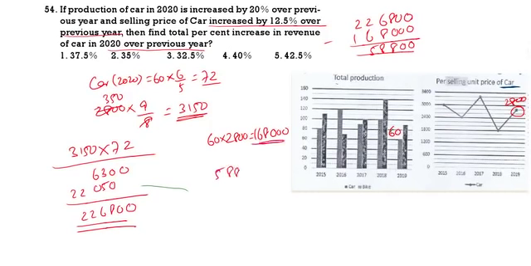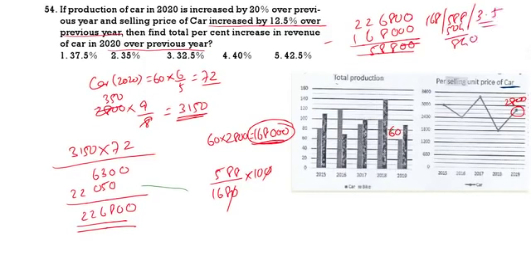Now this 58,800 is what percent of this one? From where it has been increased? From here. So two zeros cancel. 588 by 1680 into 100. So 0 and 0 will get cancelled. Now I am dividing 588 with 168. 168 3 is 504. Then 840. Exactly 5 times. So 3.5 into 10, that is 35%. 35% is the correct answer. Option 2 is the correct answer.